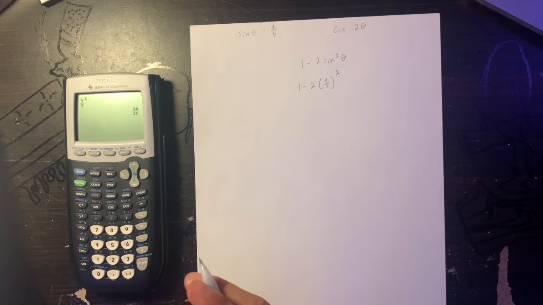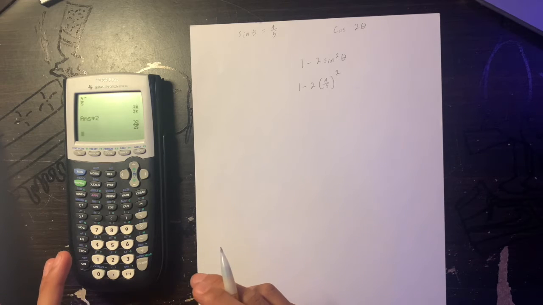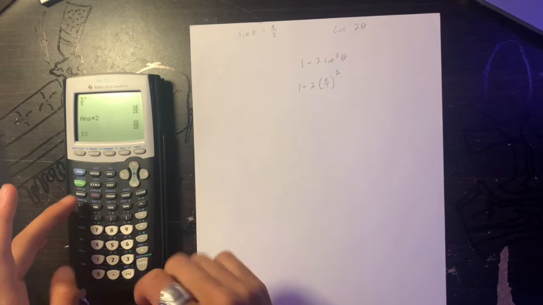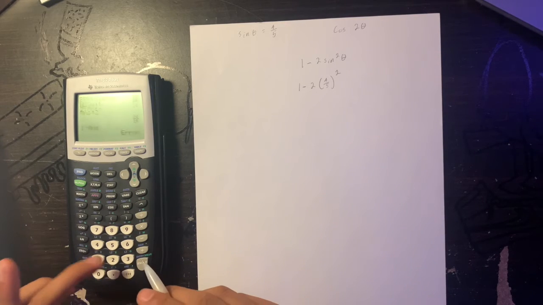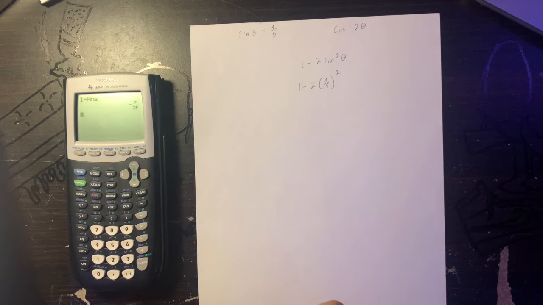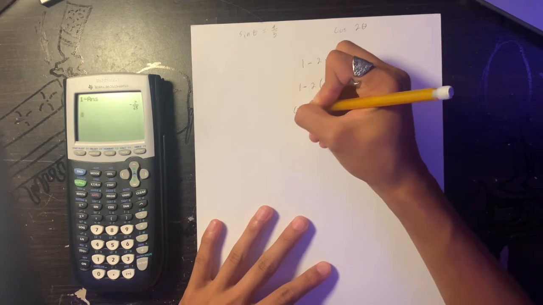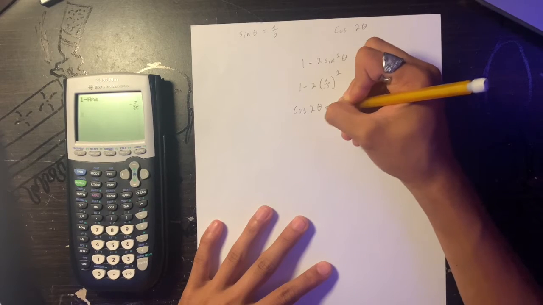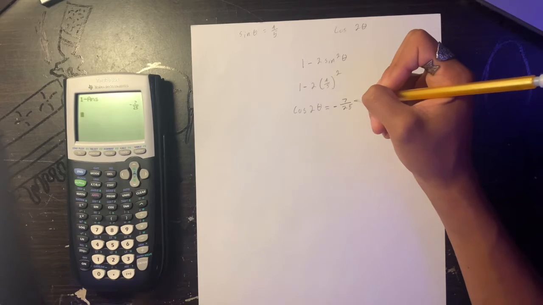16/25 times 2, and then 1 minus that answer. We get cosine of 2 theta would equal negative 7/25 for the first half of that problem.